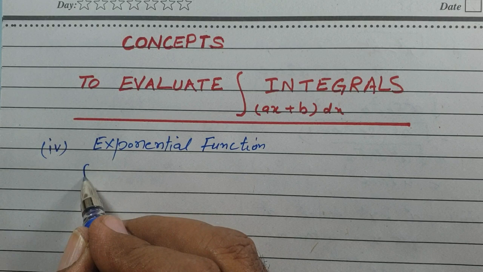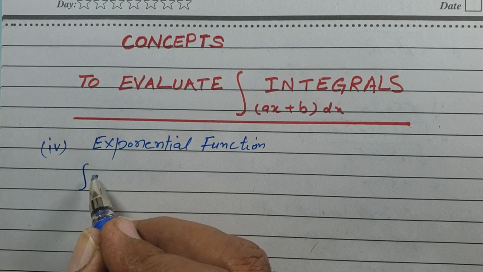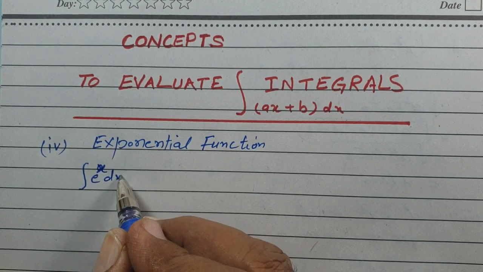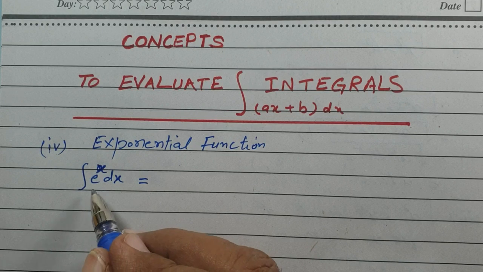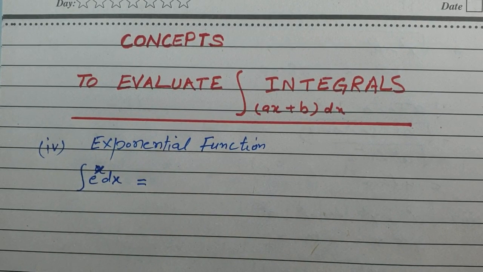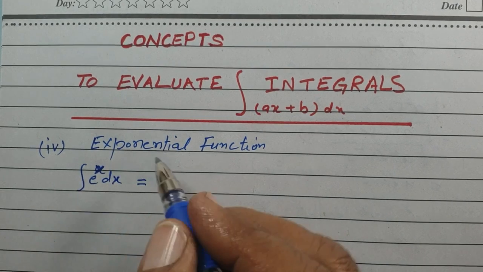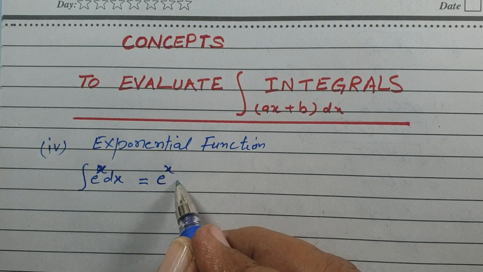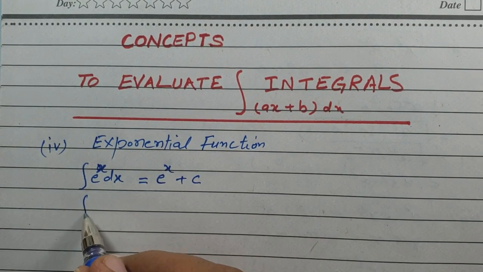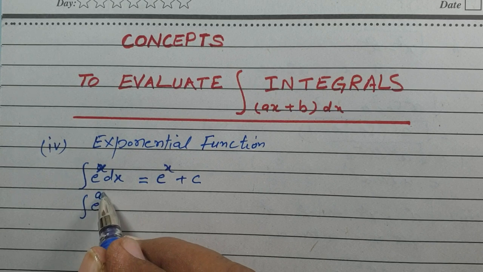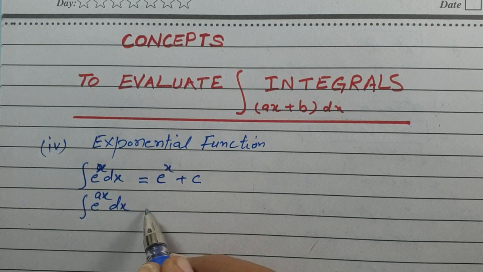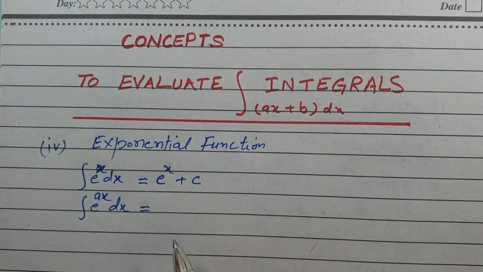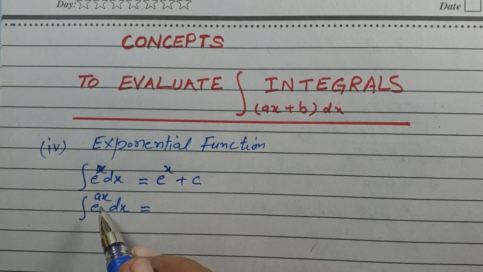The simplest form of exponential function is e raised to power x, dx. You know that the derivative of e raised to power x, the simplest exponential function, is e raised to power x. Its integration is also the same, e raised to power x. If it is in the form e raised to power ax, a is a constant, its value may be 2, 3, 4, 100,000, any value. So what will be its integral?